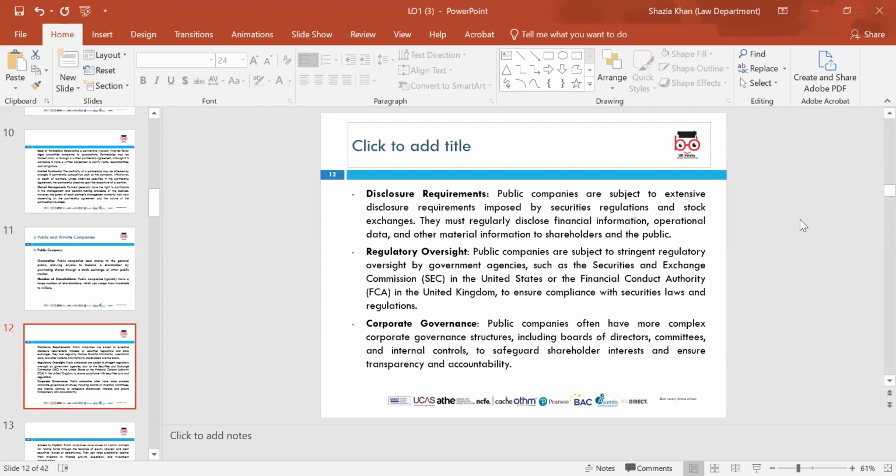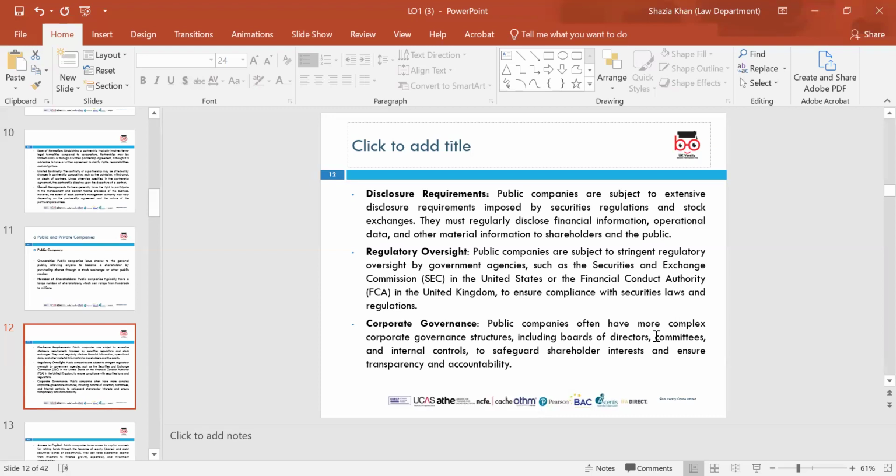Disclosure requirements. So public companies are subject to extensive disclosure requirements imposed by securities regulations and stock exchanges. They must regularly disclose financial information, operational data, and other material information to shareholders and the public. Regulatory oversight. So public companies are subject to stringent regulatory oversight by government agencies such as the Securities and Exchange Commission, SEC, in the United States, or the Financial Conduct Authority, FCA, in the UK to ensure compliance with securities laws and regulations.